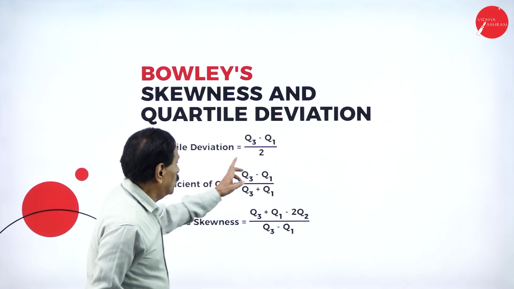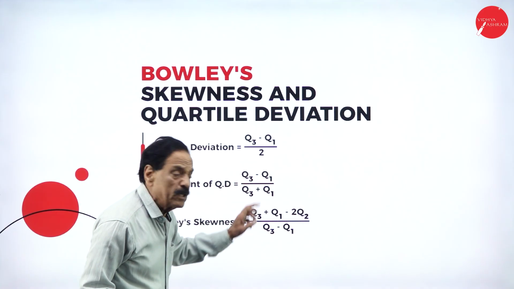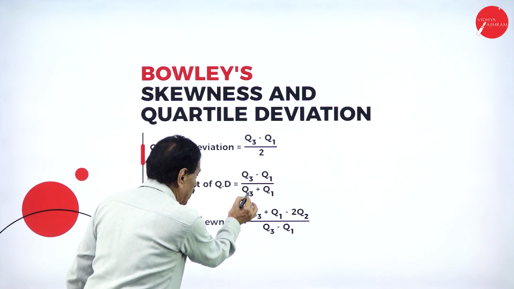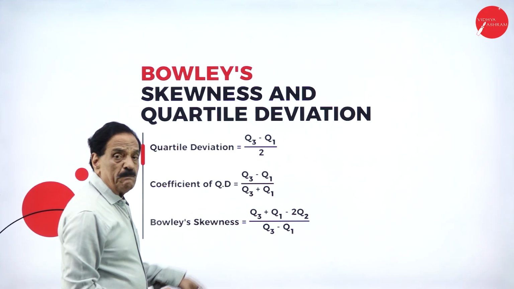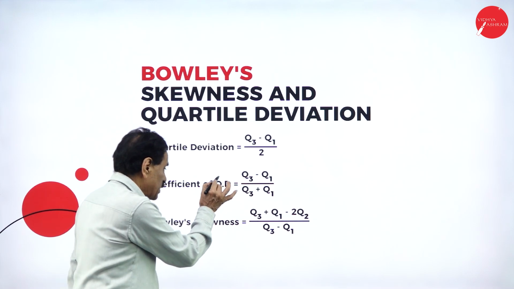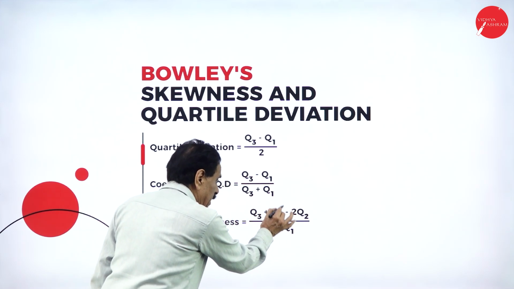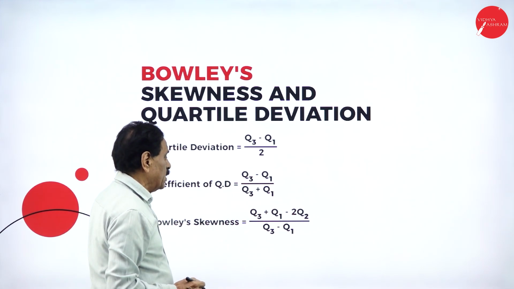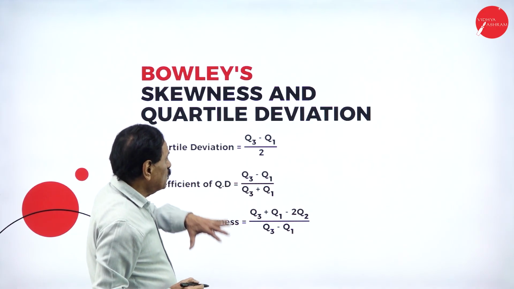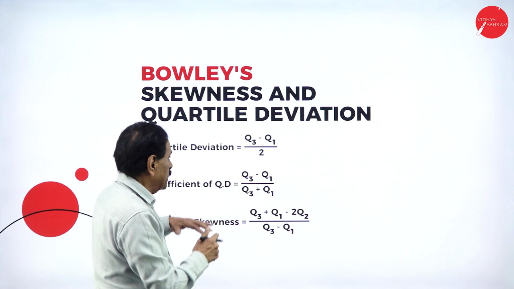Quartile deviation is equal to Q3 minus Q1 divided by 2. Coefficient of quartile deviation is Q3 minus Q1 divided by Q3 plus Q1. Based on quartiles, Bowley's skewness is Q3 plus Q1 minus 2 Q2 divided by Q3 minus Q1. Before going to the problem, you have to know what Q1 is.